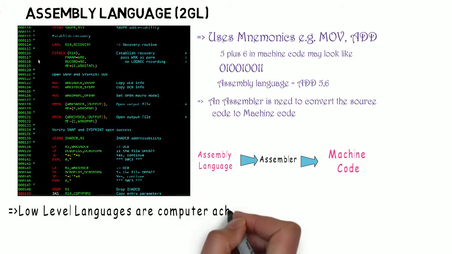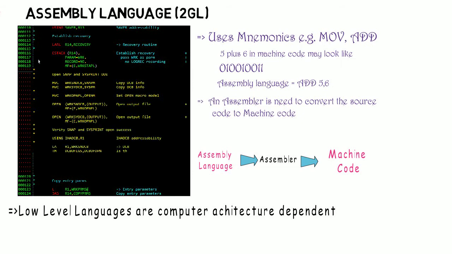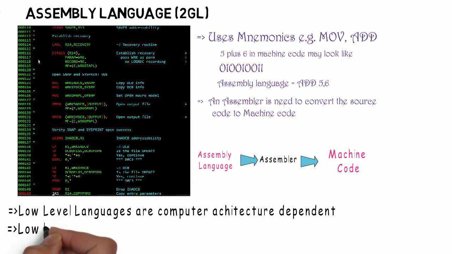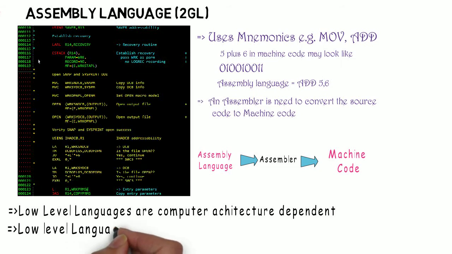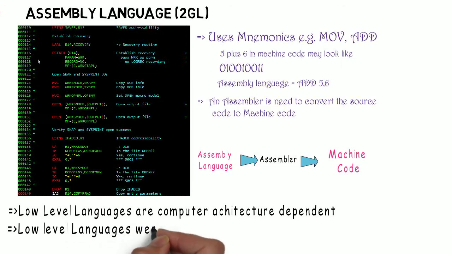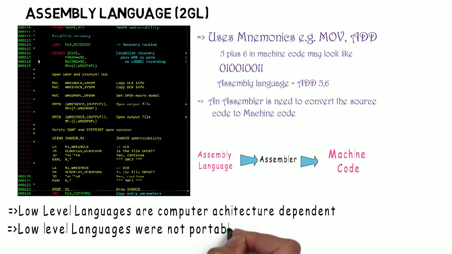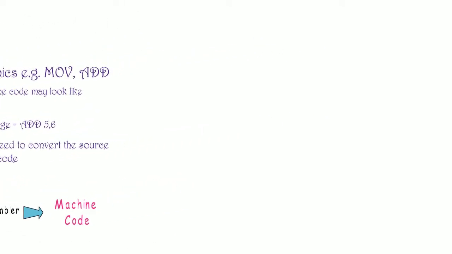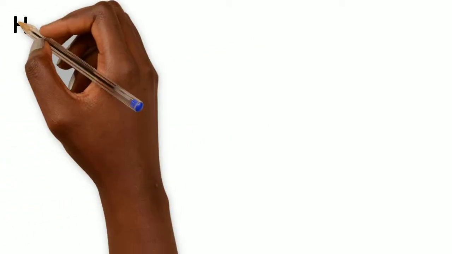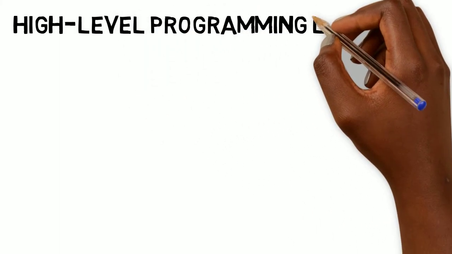So, we just discovered that programs written in low-level languages are computer architecture dependent. That is, they can't run on other computer structures. So, if you write a program in one machine, you can't transfer it to another machine. You must write another program for the next machine. With all these setbacks, there was a need to step up. This led to the development of the high-level languages.